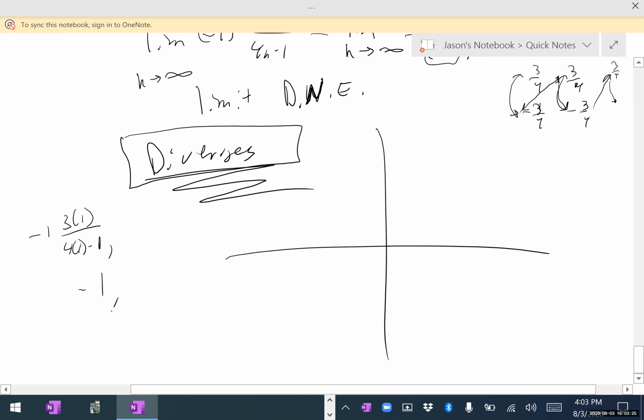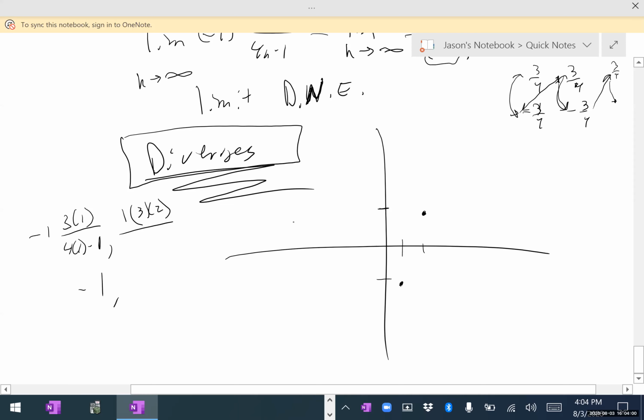And then what's our next term? Well, this becomes 1 times 3 times 2, which is 6, over 7. It starts out at negative 1, but then it goes up to a positive 6 sevenths. So at 2, it's going to jump back up to 6 sevenths.